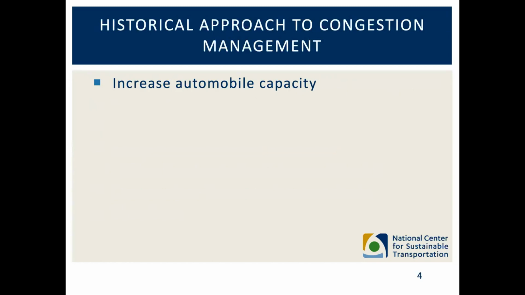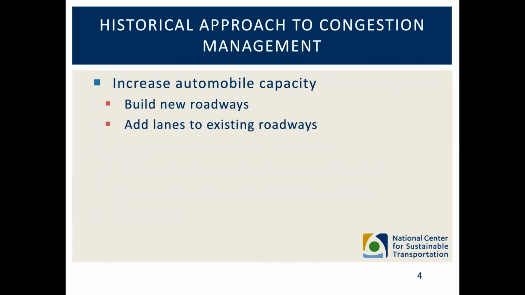So, how have we traditionally attempted to manage congestion? Well, generally by increasing automobile capacity, usually by either building new roadways or adding lanes to existing roadways. Now, some jurisdictions are moving away from capacity additions and attempting to manage congestion using primarily transportation demand management measures, for example, San Francisco and Pasadena, but capacity additions are still very commonly prescribed.